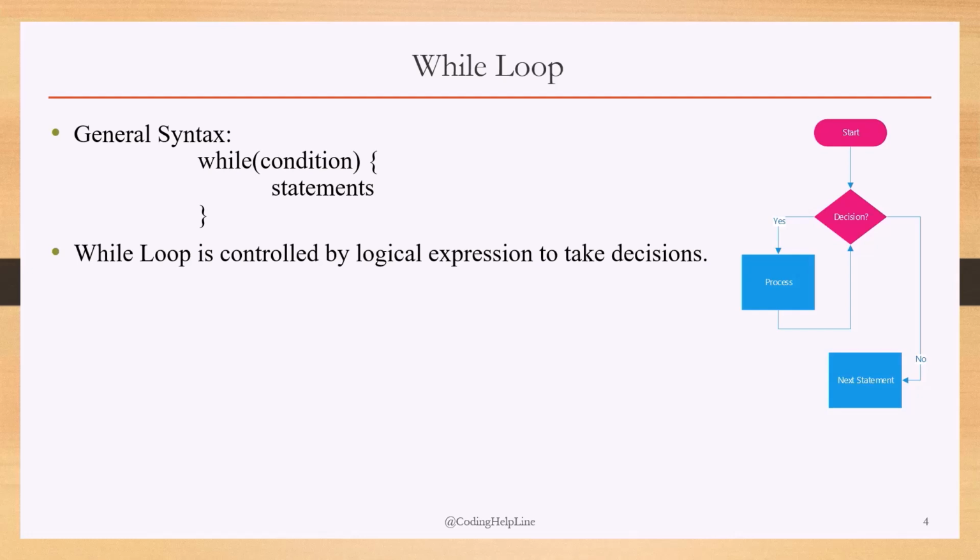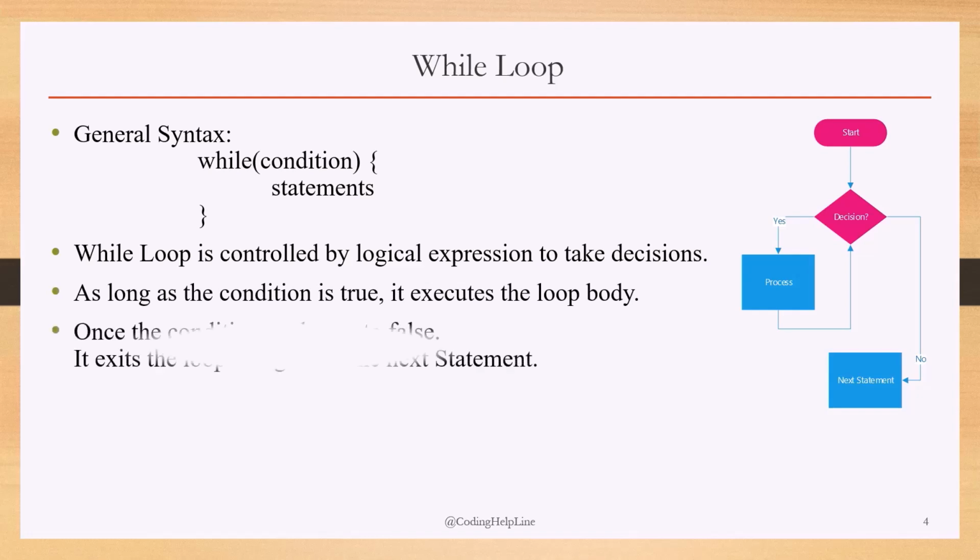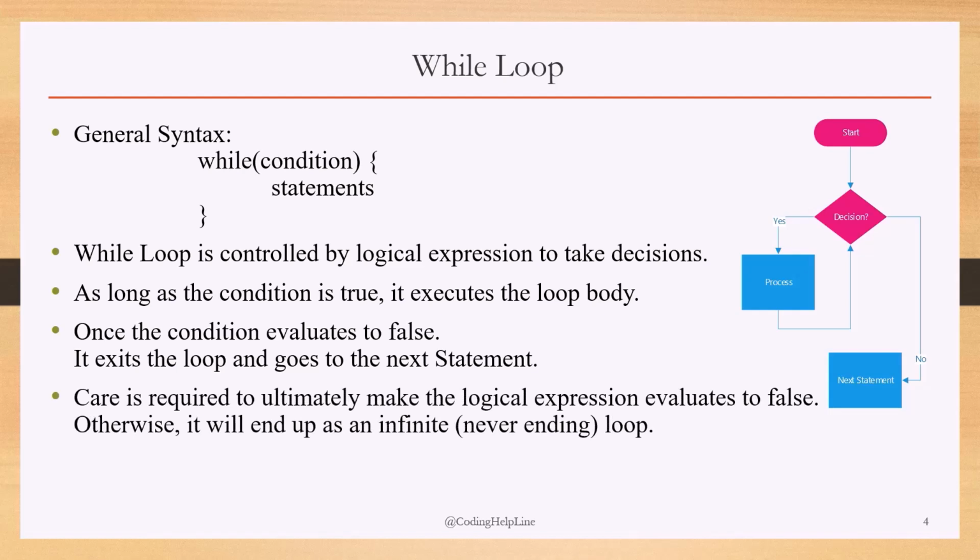While loop is controlled by the logical expression to take decision. As long as the condition is true, it executes the body of the loop. Once the condition evaluates to false, it exits the loop and goes to the next statement. Care is required. This is very important to ultimately make the logical expression evaluate to false. This condition must converge to be false.